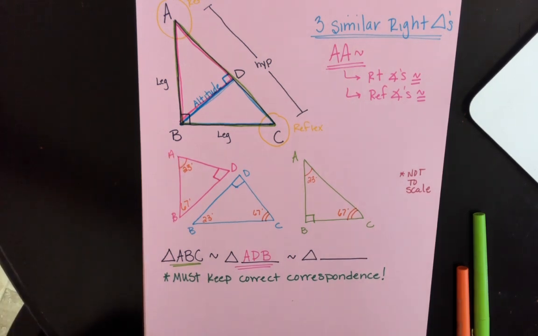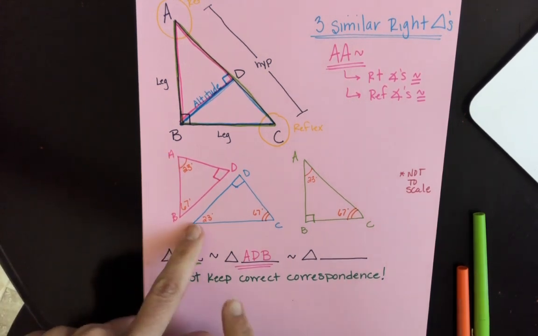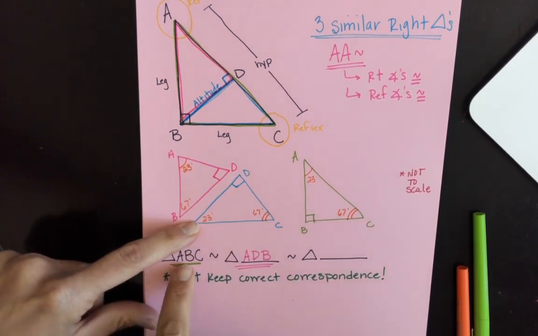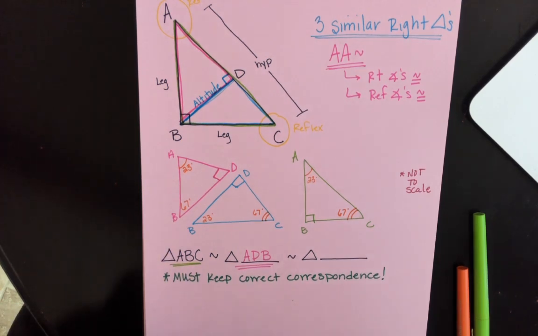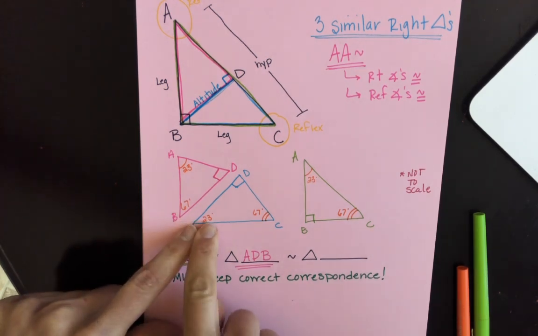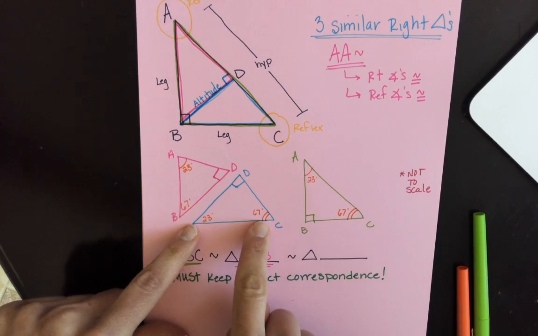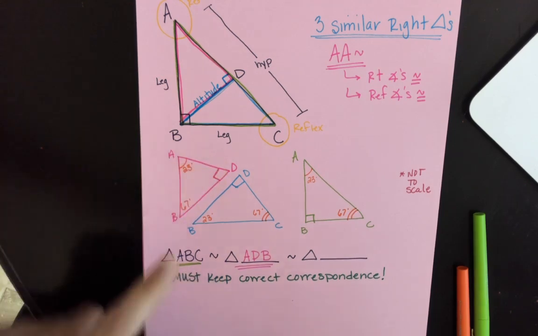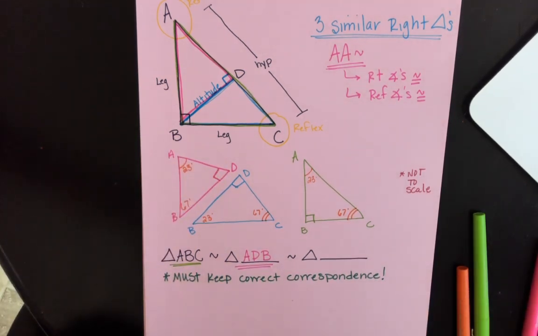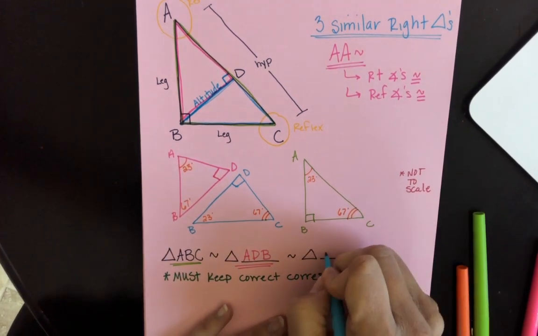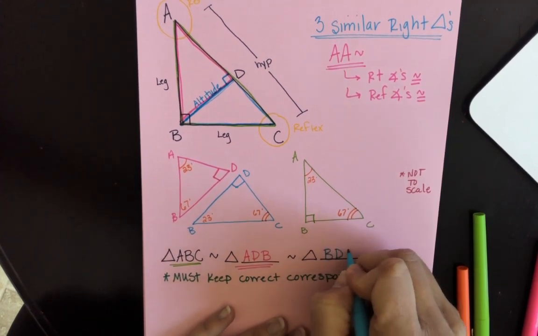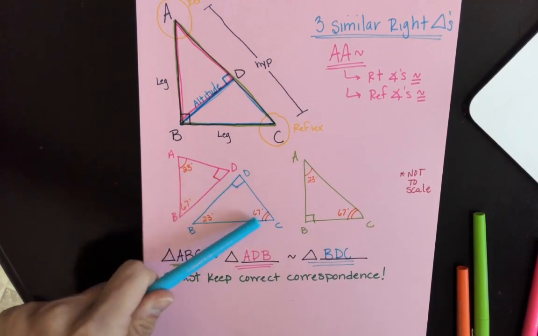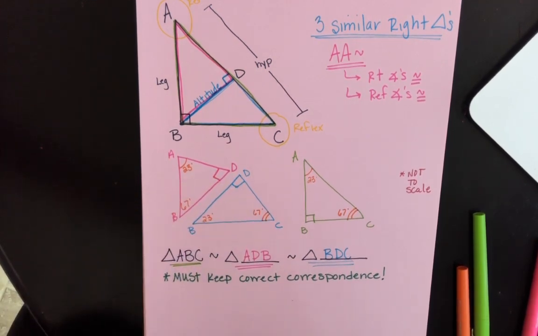So the other one, though, says BDC. Let's check. Does that match the same order? Do we have 23, 90, 67? Yes. We are correct. So again, B, D, C follows the same pattern. Acute, right, acute. 23, 90, 67.